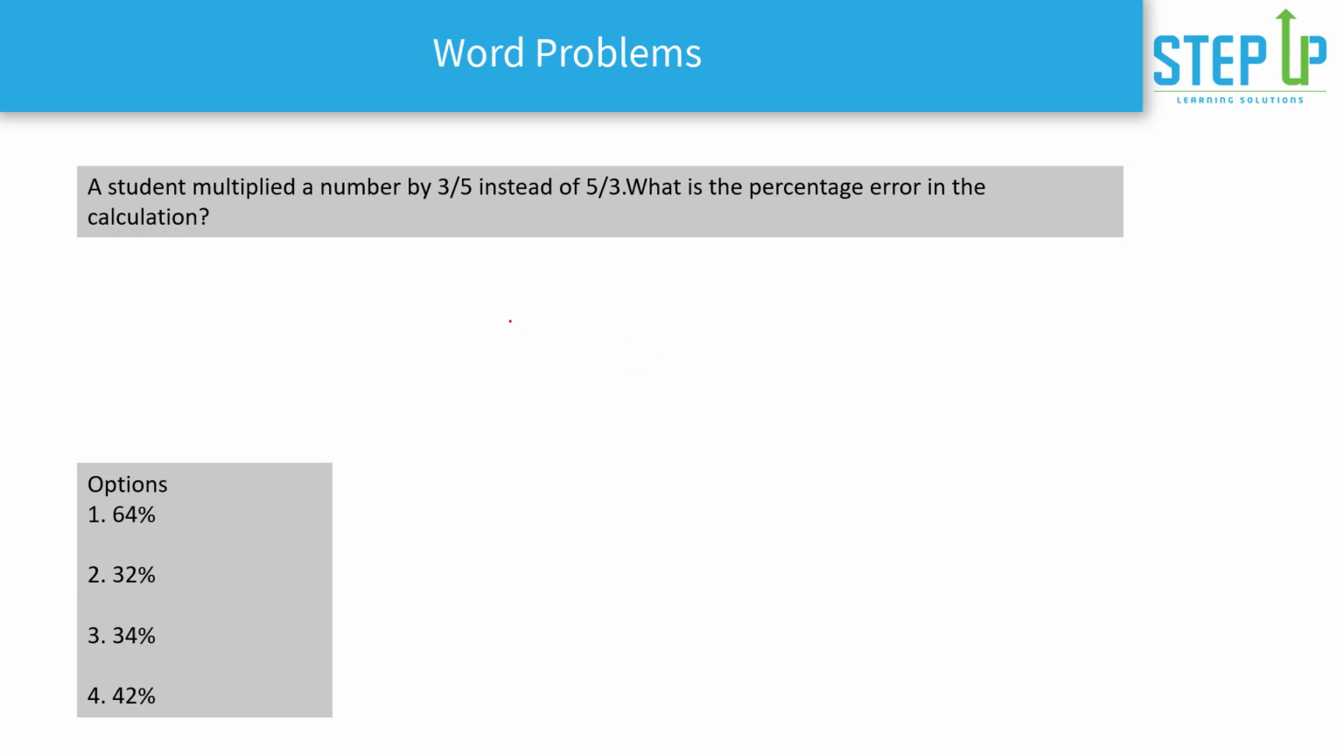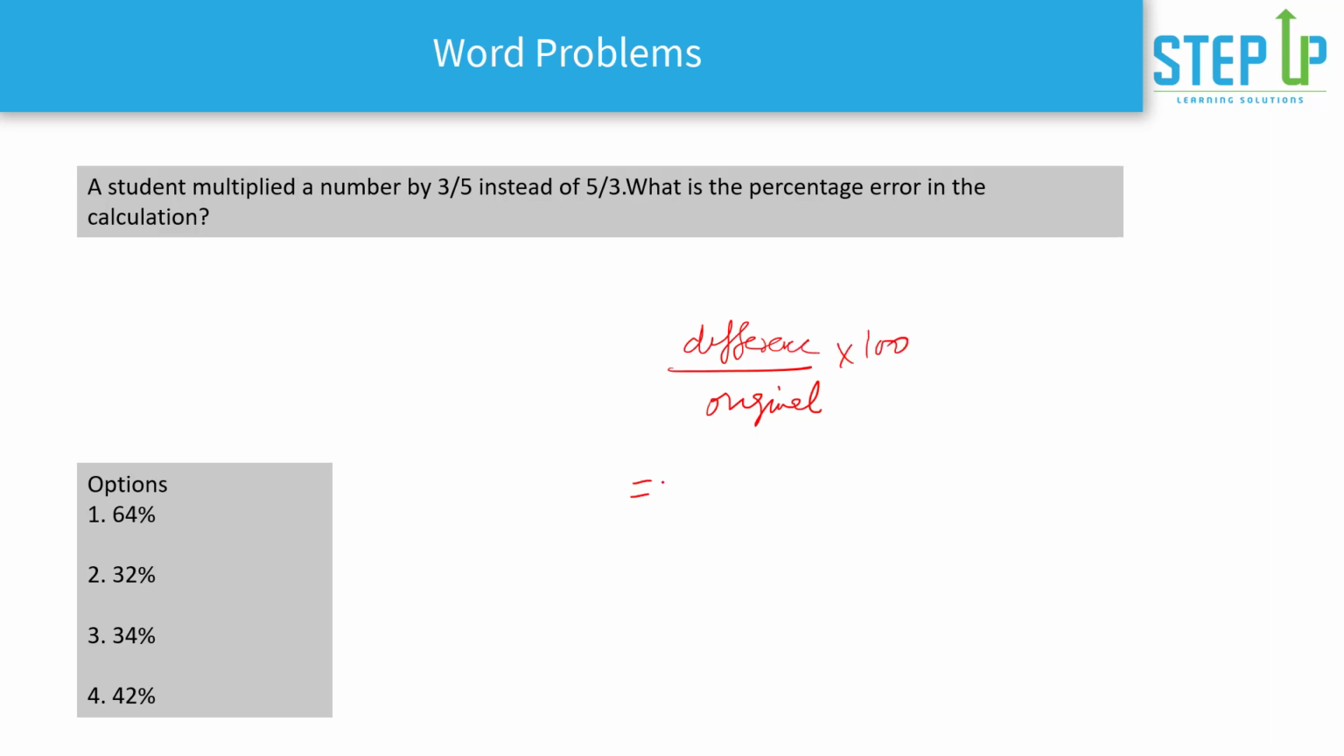All right, so let's move to the last question in our video, and this says a student multiplied a number by 3 by 5. The student multiplied a number by 3 by 5 instead of 5 by 3. So it is a mistake. So what you have to calculate? You have to calculate the percentage error. So percentage error always means what? Your original, right? Original and whatever he multiplied, and here would be the difference. That means the change, the mistake that has happened, right? So difference, right, into 100.